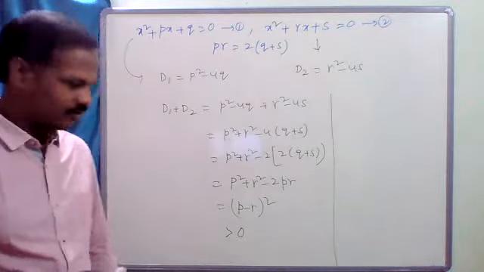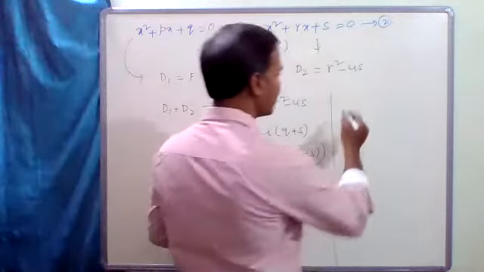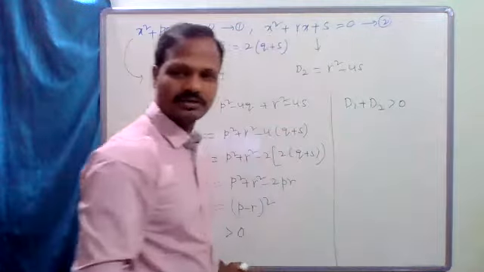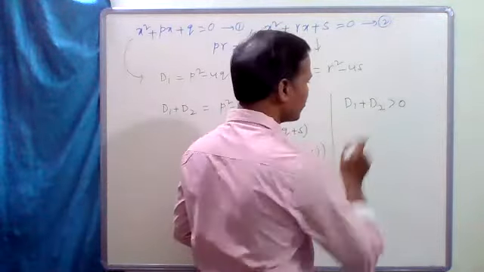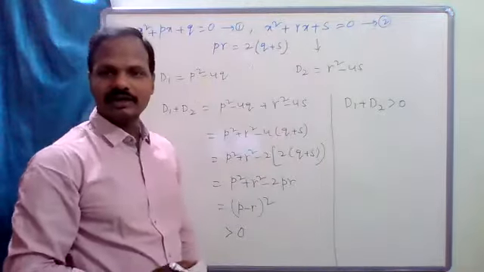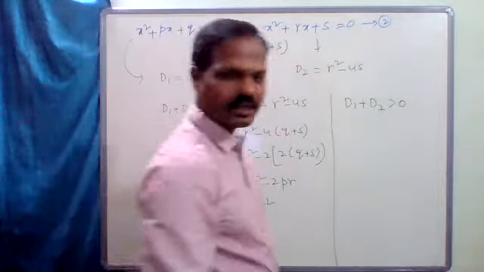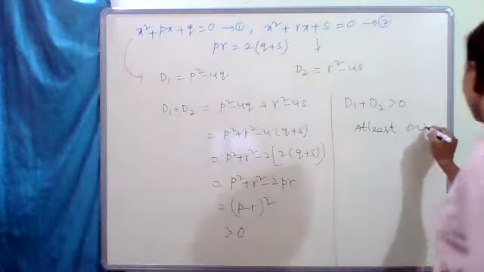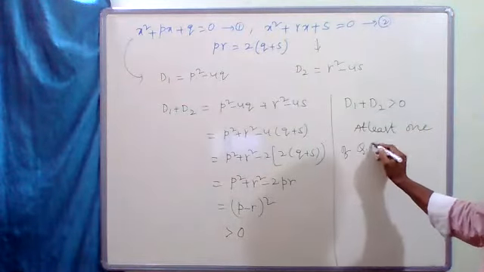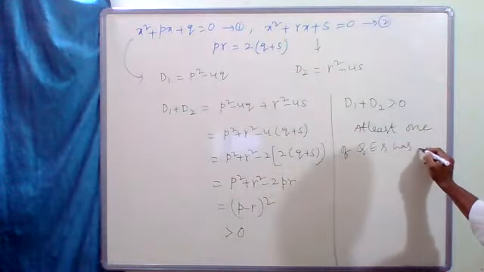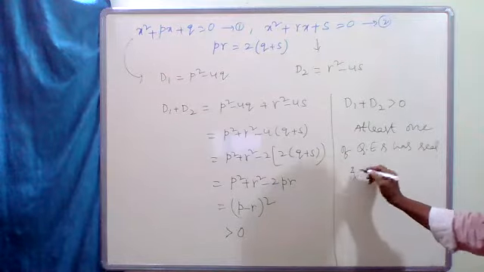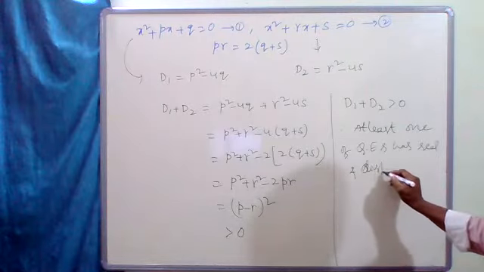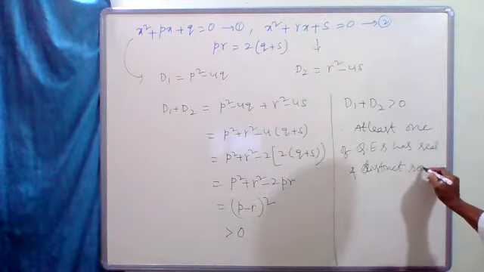Is it clear, Sneha? d1 plus d2 greater than 0 means at least one of them is positive. So at least one of them positive means at least one of the quadratic equations has real and distinct roots. Therefore, at least one of the quadratic equations has real and distinct roots.